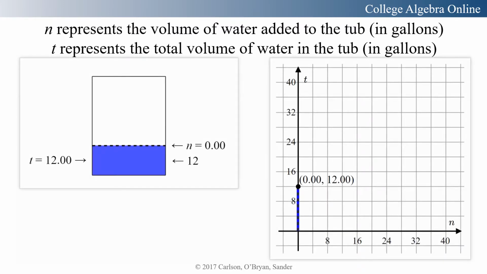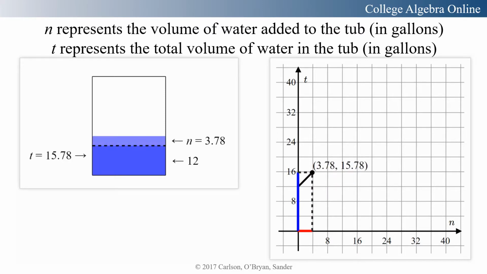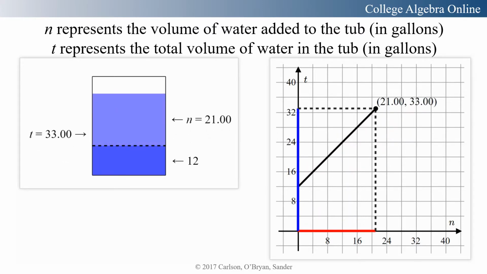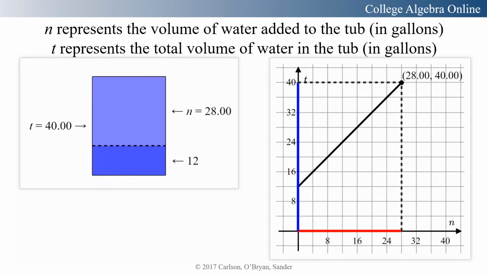When we trace out all of the points, we get the graph of the relationship between the total volume of water in the tub and the volume of water added to the tub. The graph simultaneously represents all of the possible pairs of values for these two quantities in this situation, while a single point on the graph represents one particular pair.